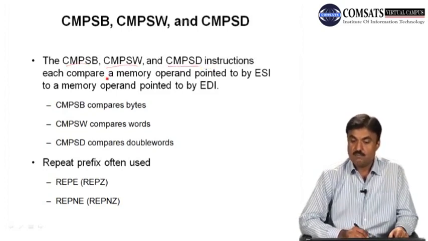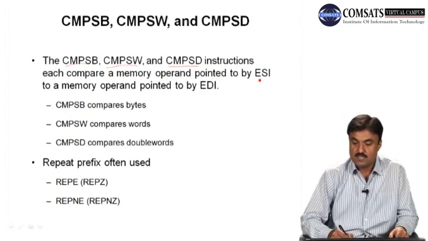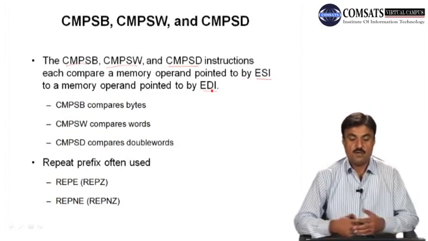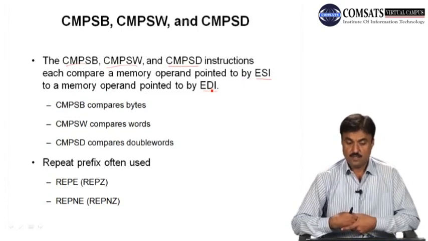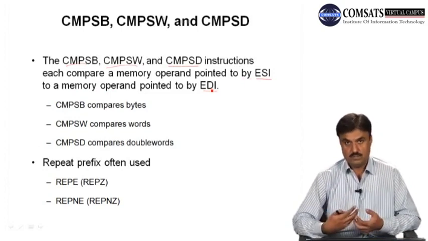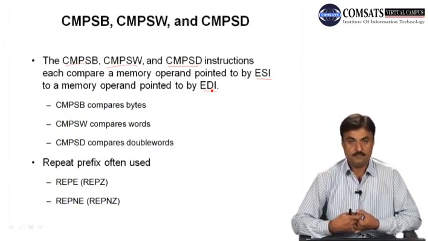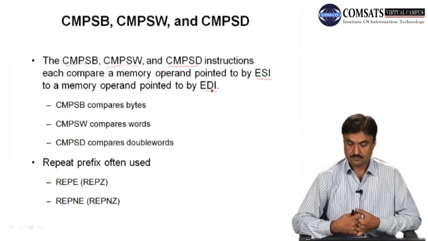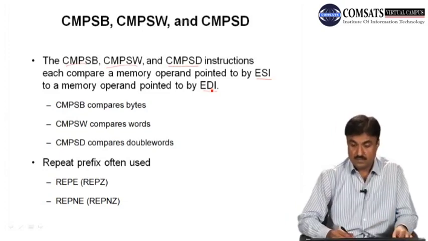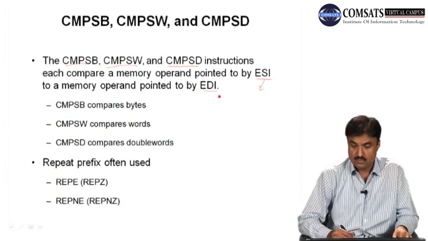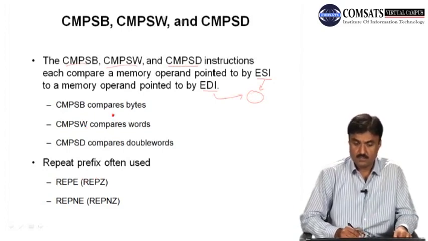These instructions each compare a memory operand pointed to by the ESI with a memory operand pointed to by the EDI. So now we are going to compare either bytes, words or double words. Previously we used the move, now we are going to use the compare. The same thing happens here: ESI is the source with which we are going to compare the destination.